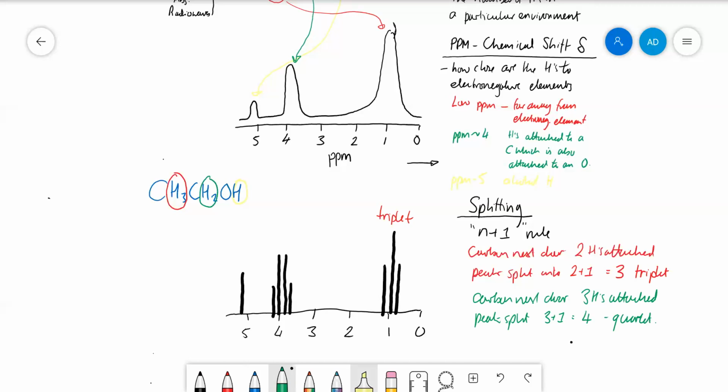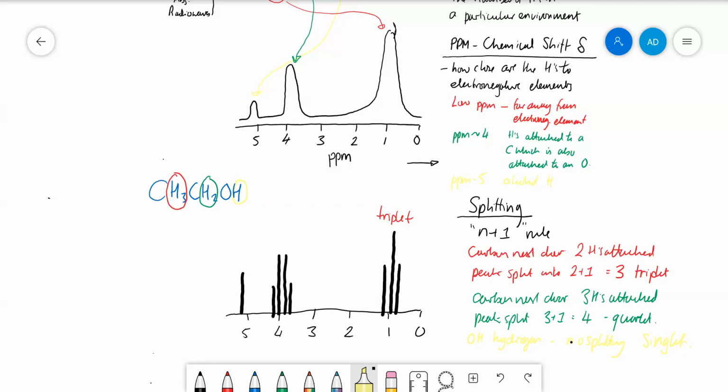And finally, if we look at the yellow one, it's an OH hydrogen, so they aren't split. That's called a singlet. OH hydrogens are not split. I suppose one way of looking at it is the carbon next door; well, it isn't a carbon next door, it's an oxygen that it's attached to. Anyway, they aren't split. They're always a singlet.